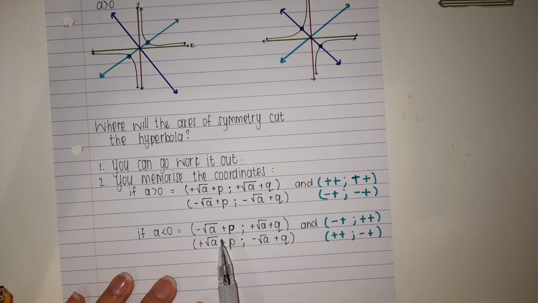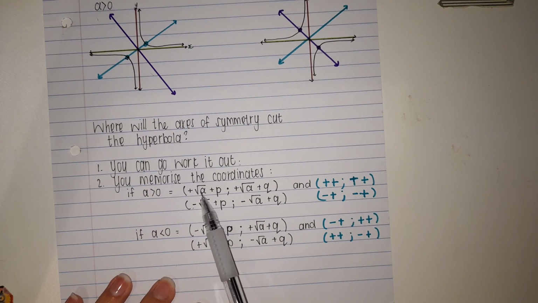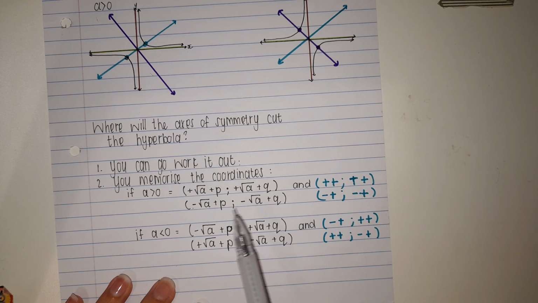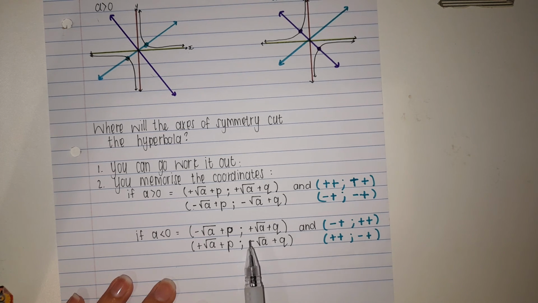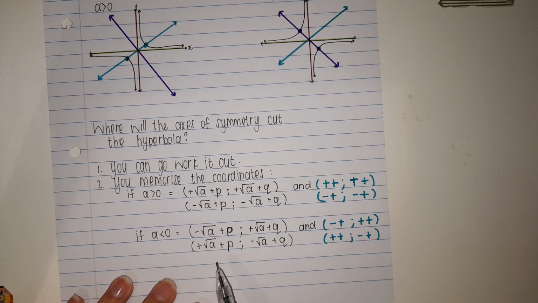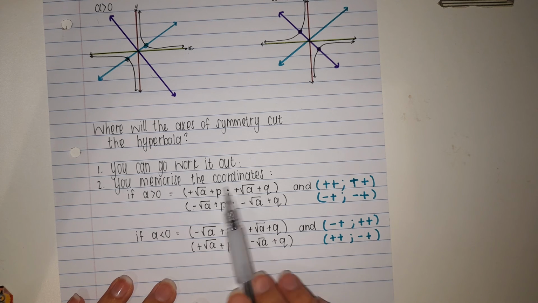So as you can see, each time it is the root A plus P for x, and for y it is always root A plus Q. The only thing that differs the whole time is whether there's positive or negative in front of the root A. Okay. So you can go and memorize it.